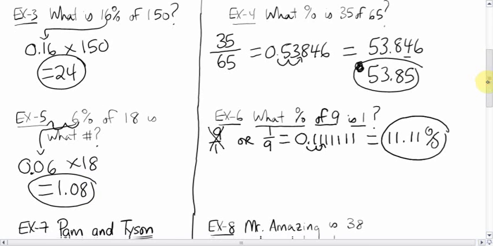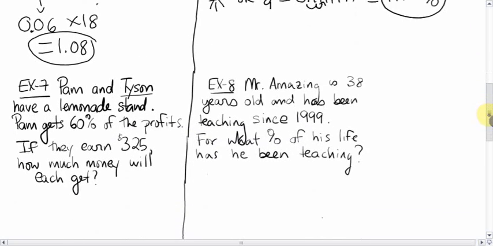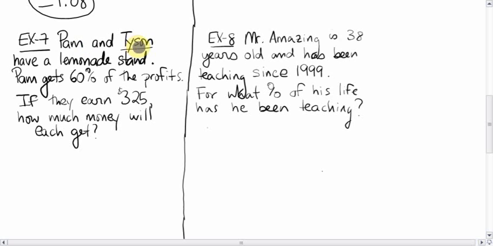Next up, a couple of word problems. Pam and Tyson. The two of them have a lemonade stand, and they've agreed that Pam is going to get 60% of the profits. What a nice guy Tyson is. If they all in total earn $325, how much will each person get? Well, let's first figure out how much Pam gets. She gets 60% of the profits. The profits are $325. We need to find what is 60% of the $325.